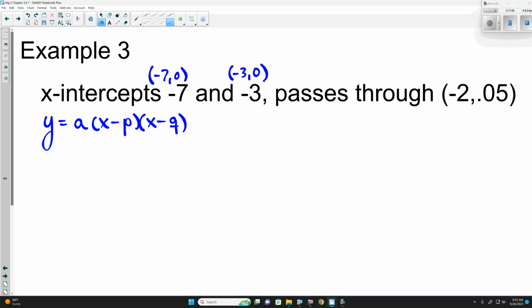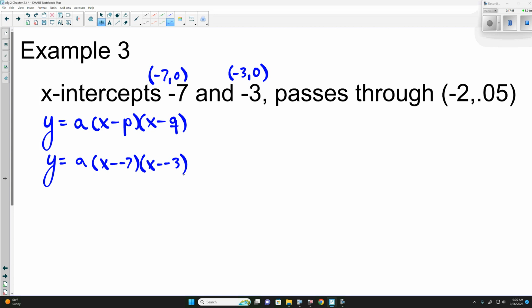-3, 0. Now, which value is p and which one is q? Yes, you just have to pick one of them as p, and -3 is q. But again, we can multiply any two things in any order, so if you put -3 first instead of -7, that is perfectly fine. They are the same thing.